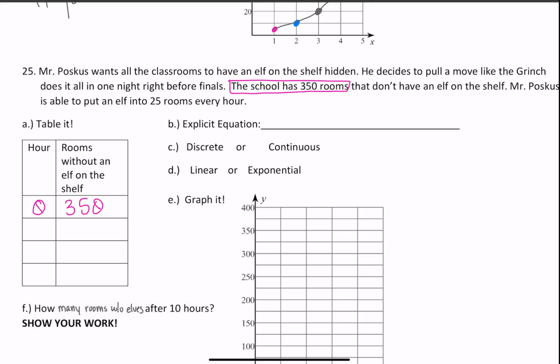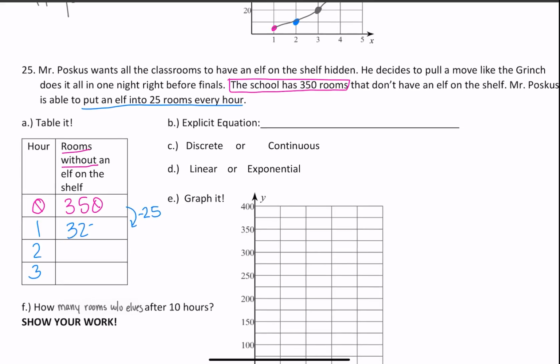Because, look at the wording here. Rooms without an elf on the shelf. Now, if he's putting an elf into 25 rooms every hour, that means there are 25 less rooms with an elf, or that are empty. So when I fill out my table here, I got 325, I got 300, and then we got 275. So when we write the explicit, we got y equals 350 minus 25, and then just an x, because we start at time 0.